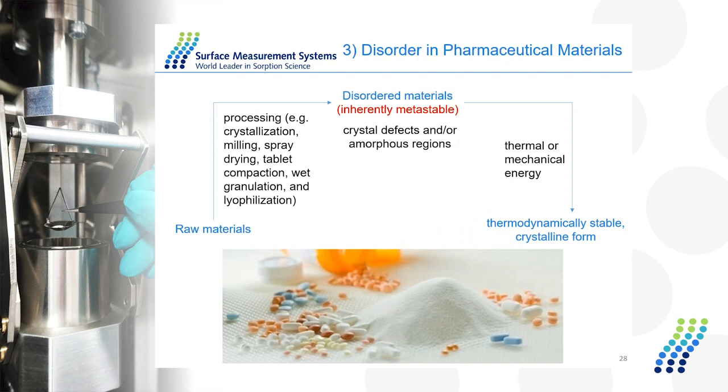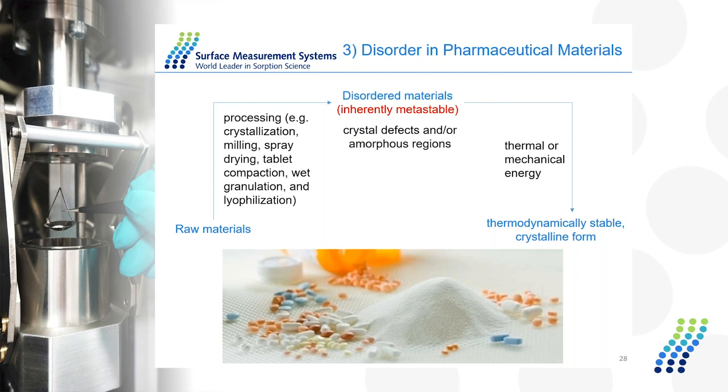As for the last study, it is on disorder in pharmaceutical material. During the processing of pharmaceutical solids, for example milling, crystallization or freeze-drying, different degrees of disorder are generated in the form of crystal defects as well as amorphous regions. Those disordered materials are inherently metastable, so their structure changes more easily during storage or application.